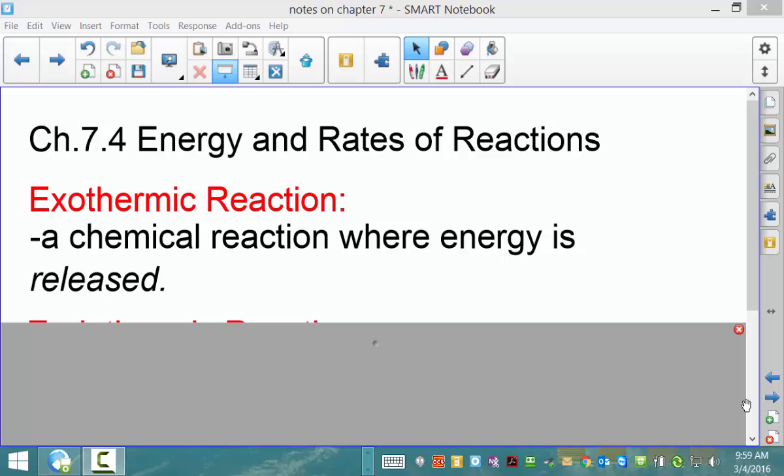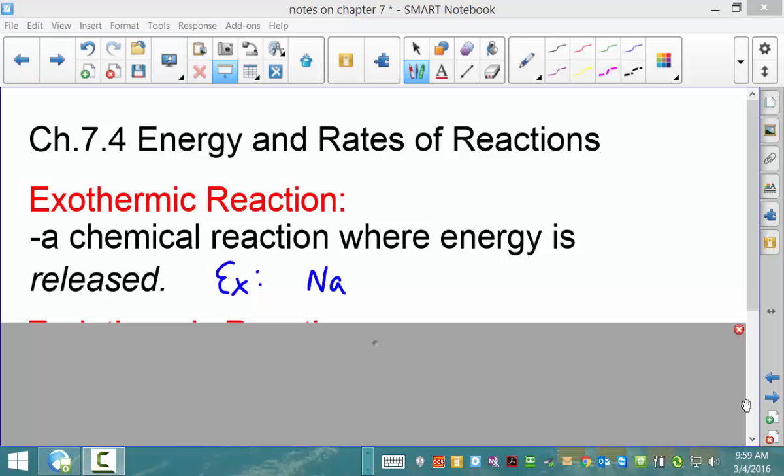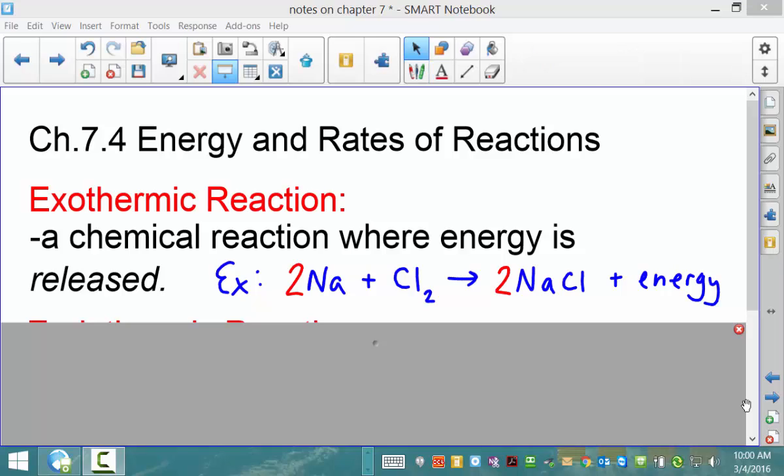So let me write an example. An example that you can put in your notes is pure sodium, which we know is highly reactive to water. If we mix that with chlorine gas, so we put a little 2 there because it's diatomic, we know that we're going to get sodium chloride, but this is an exothermic reaction, so you'll see chemists sometimes write plus energy. Go ahead and balance this chemical equation, put a 2 in front of there and a 2 in front of there, and you have a balanced equation. This is an exothermic reaction because this reaction gives off energy.